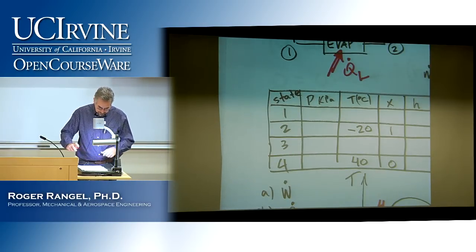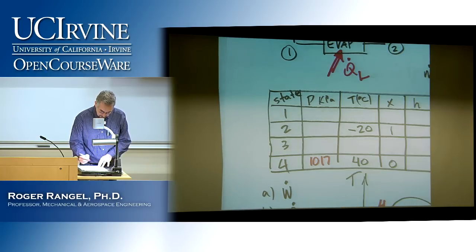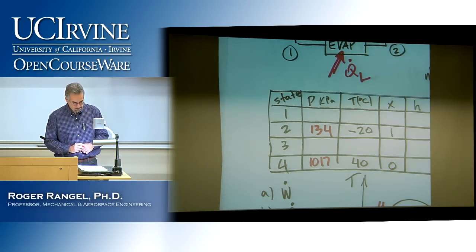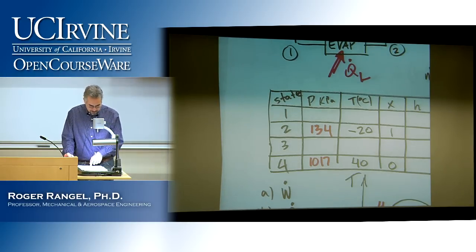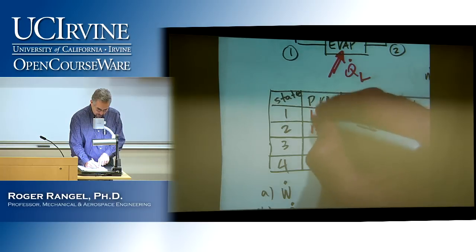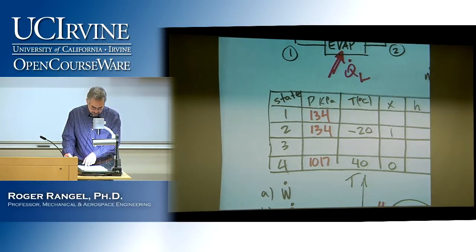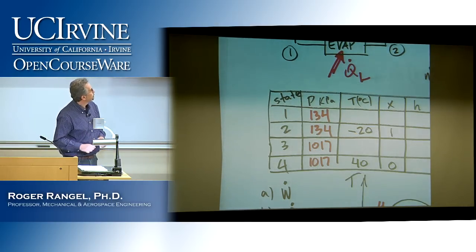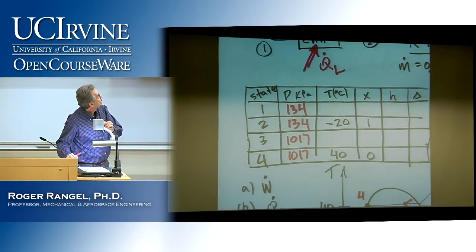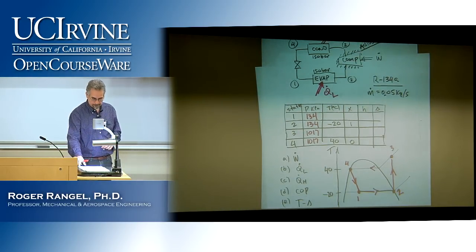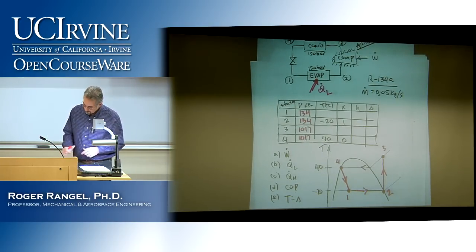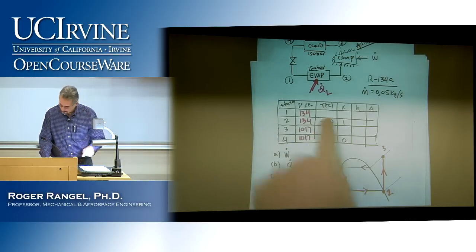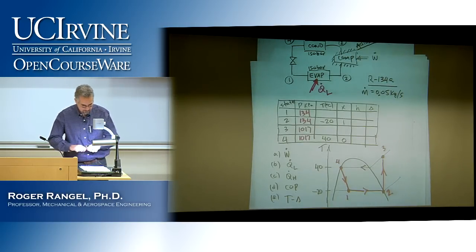So those numbers, then, we can enter here. Let me put them in red. So what did I say? 1017 and 134. Thank you. All right. For 2 and 4. Now, of course, what is the pressure at 1? It's the same as 2, so this should also be 134. And the pressure at 3 is also the pressure at 4, so that's 1017. So that fills that up. All right. Now, as for the temperatures, of course, for 1, the temperature at 1 is also minus 20, so I can put that in there.